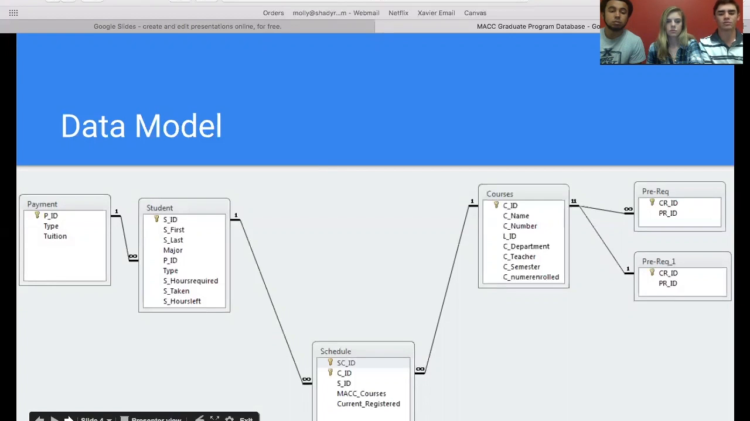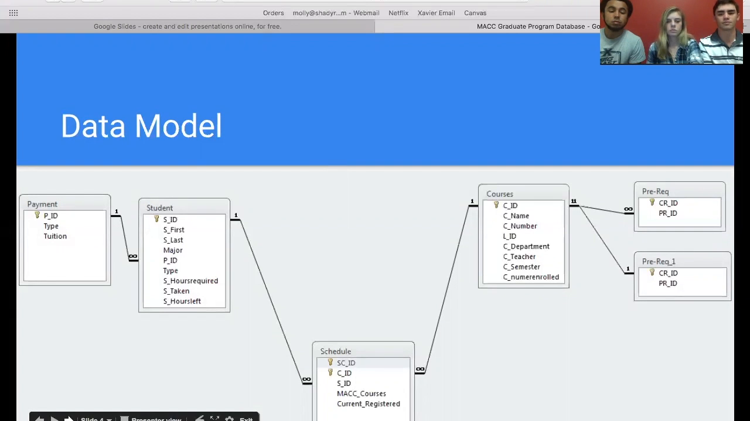The schedule table consists of the schedule ID, a course ID, a student ID, MAC courses, which reflects the name of the course, and currently registered, which is a yes or no field that will determine whether a student is registered for a course in the current semester. The schedule table is then linked to the courses table by a many-to-one relationship, as one course will belong to many schedules.